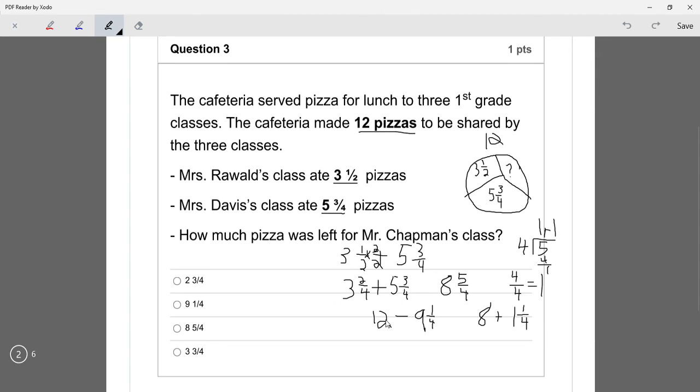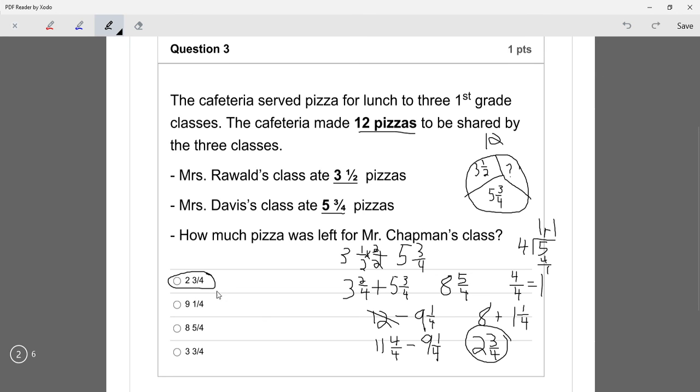Now, how I like to do this is I like to borrow from the whole number, 12, making it 11, and then I use the denominator of the other one, so it's 4. That means that 1 is equal to 4/4, so it becomes 11 4/4 minus 9 1/4. And then I can just do 4/4 minus 1/4, which is 3/4, and then 11 minus 9 is 2, and the answer is 2 3/4, as you can see here.